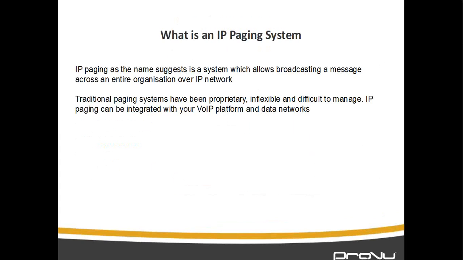So to start off with, what is an IP paging system? As the name suggests, it is a system which allows broadcasting of a message, whether it's an emergency message, a standard alarm message or anything like that, over an existing IP network. It could be a local area network, or it could be an entire WAN connection as well, depending on how you want to achieve it.